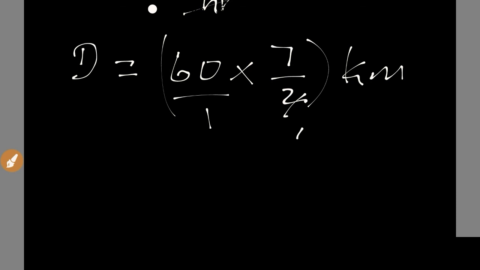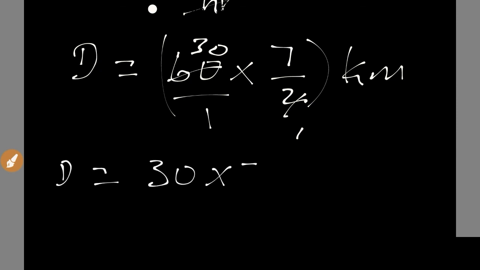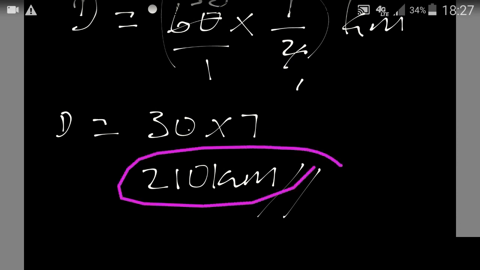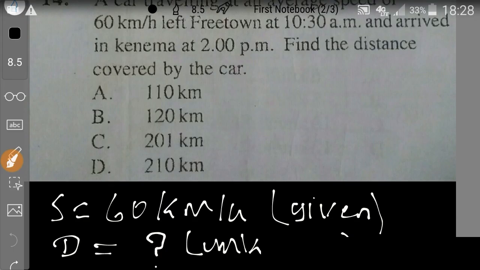So 2 here is 1 times, 2 into 60 is actually 30 times. So our d will now be equal to 30 multiplied by 7. 3 times 7 is 21, and then add 0. So this one will be in kilometers. So the correct answer is this. Therefore, the correct option is D.